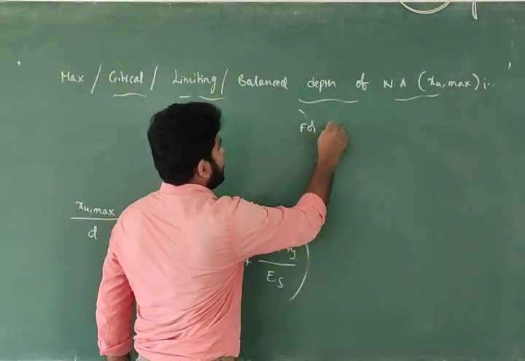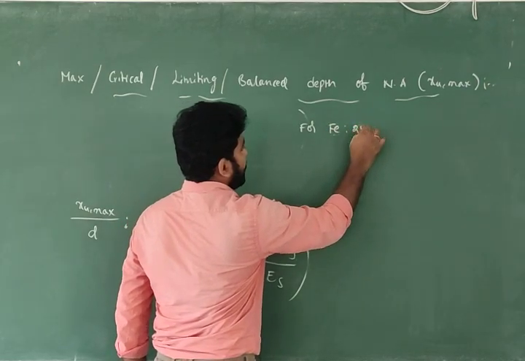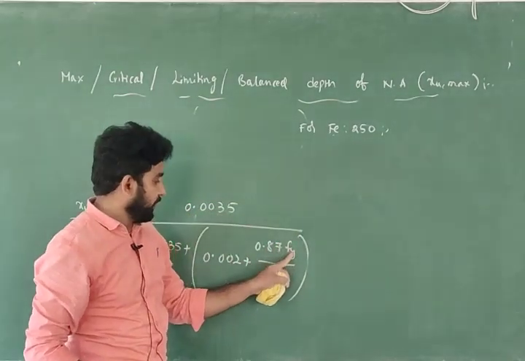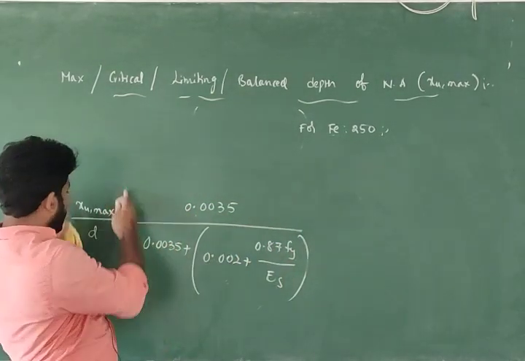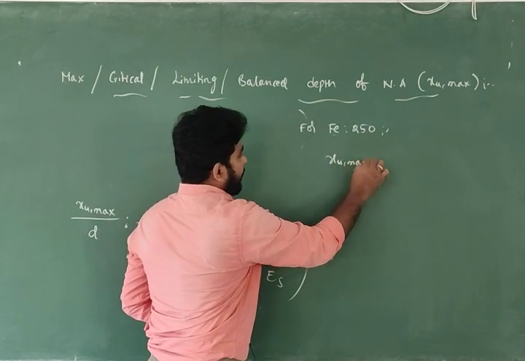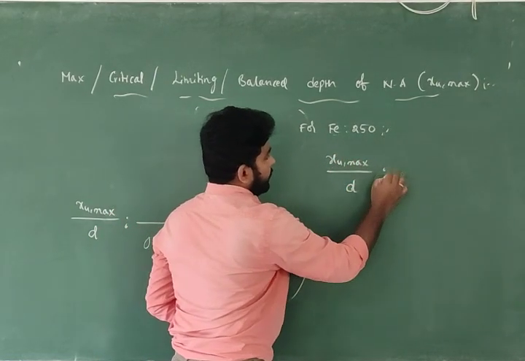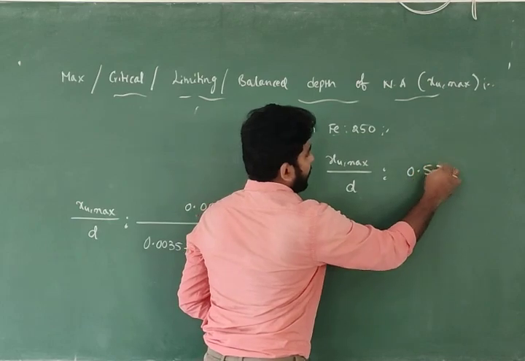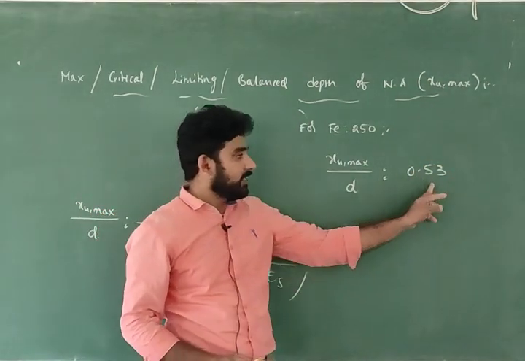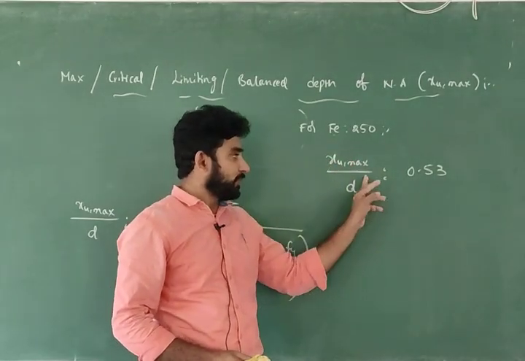For Fe 250 grade steel, Fy equals 250. Now I am substituting. Then what about xu maximum by d? I directly substitute the value. It is 0.53. After substituting, you will get the maximum depth of neutral axis as 0.53.